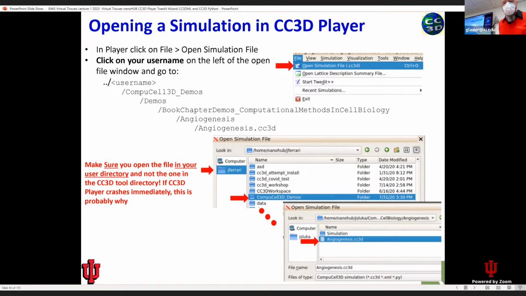For example, here, this was written by Giuliano. If you do Open Simulation, Computer, J. Ferrari, which is his account on nanoHUB, within that you'll find CC3D demos. If you're on nanoHUB, you have to make sure you first click on your user account and then open it. Otherwise it will fail, because it will try to write to a directory you don't have write access to. If you're on a local machine, that will not be an issue. I'll give everybody a minute to do that. If anybody has trouble finding it, let me know.